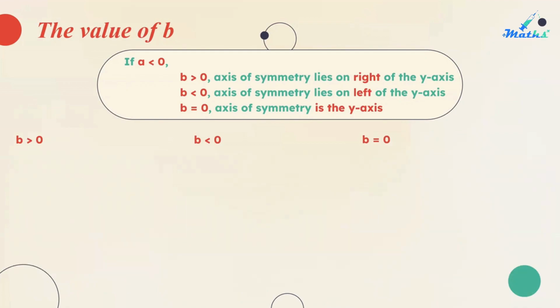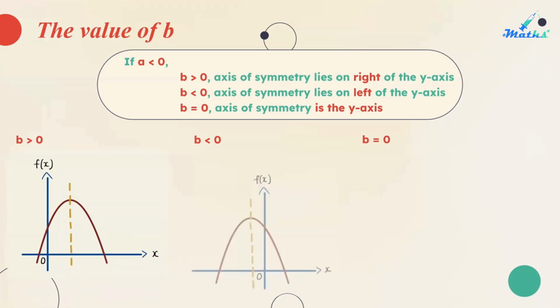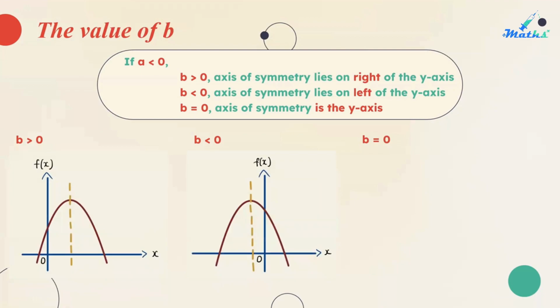Okay, let's continue. If a is less than 0 and b is greater than 0, the axis of symmetry lies on the right of the y-axis. If a is less than 0 and b is also less than 0, the axis of symmetry lies on the left of the y-axis. If a is less than 0 and b equals 0, the axis of symmetry is the y-axis.